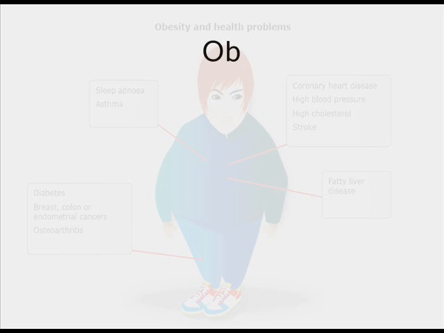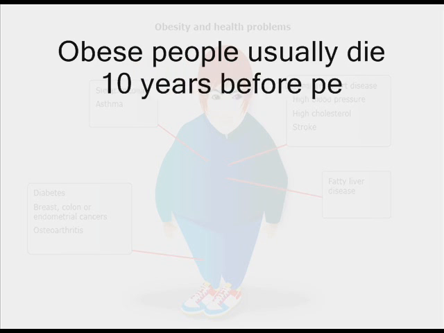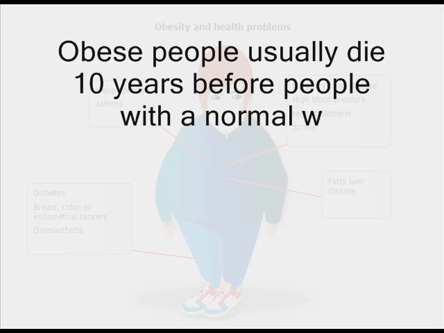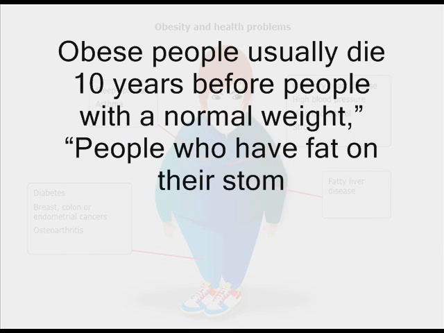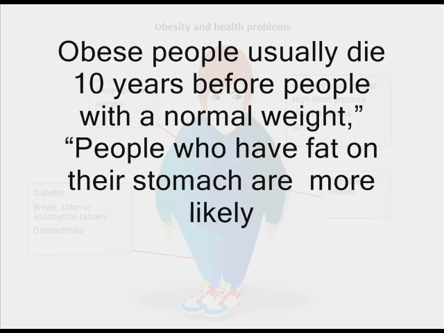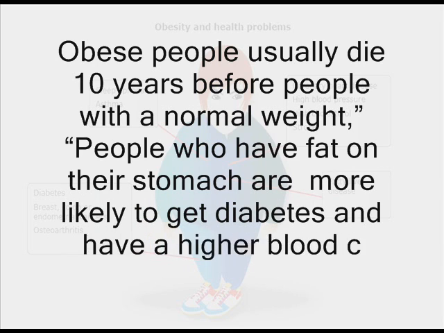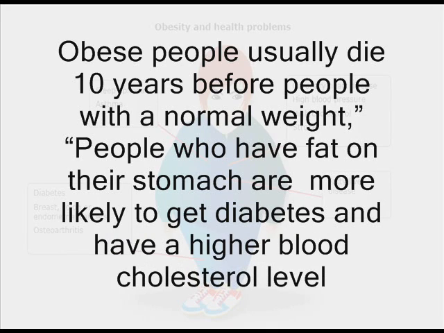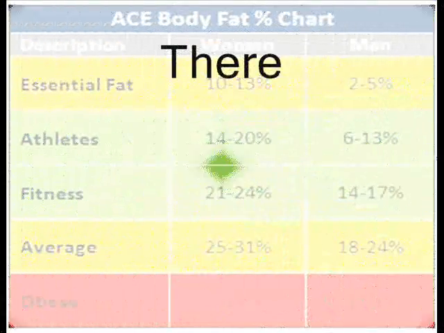You will see diabetes, some liver disease, coronary heart disease, high blood pressure, high cholesterol, stroke, and obese people usually die 10 years before normal people. People who have fat on their stomach are more likely to get diabetes and have higher blood cholesterol levels. But how can you know if you have obesity or not?